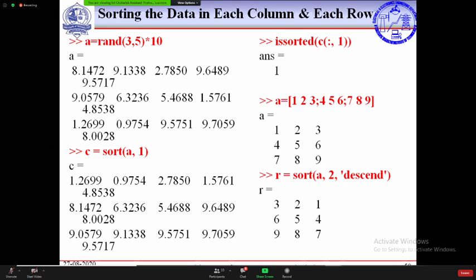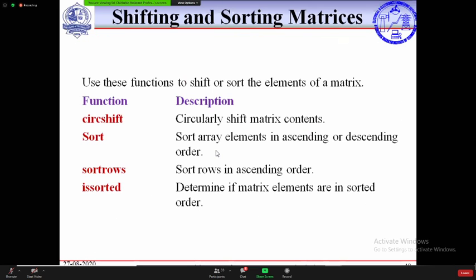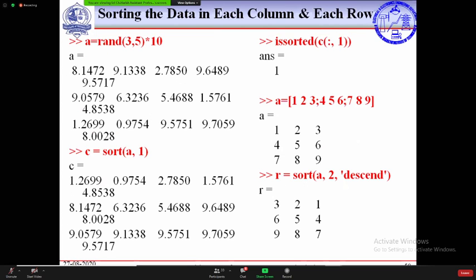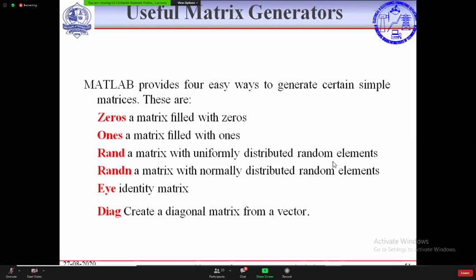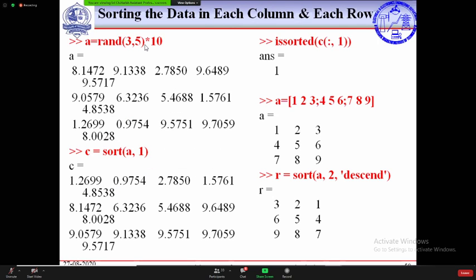Next is randomly generated values, the rand command. Rand: a matrix with uniformly distributed random elements is called random. It is going to generate a random matrix with uniformly distributed values. So rand of 3 comma 5 means a 3 by 5 matrix of random values, which are multiplied by 10, and you are going to have some matrix.